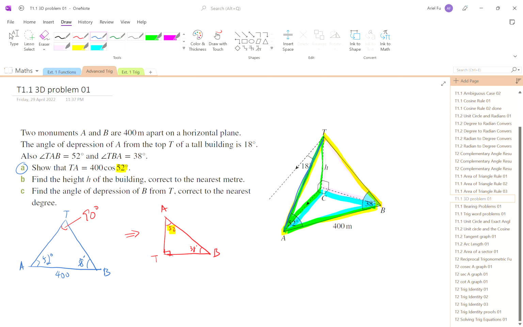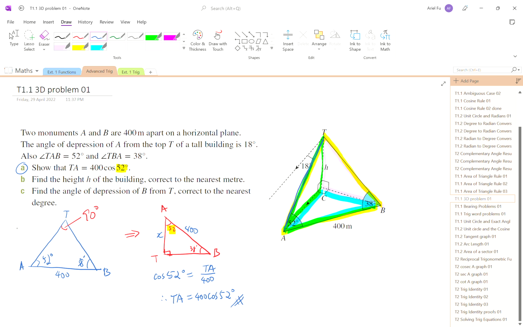So I can say that TA, which is x that I want to find, is equal to... I'm missing something. AB is 400. There we go, 400. So if I want to find x, using 52, cosine of 52 degrees is equal to adjacent over hypotenuse. That means x, which is TA. Okay, so I'm going to replace x with TA. Therefore, TA is equal to 400 cosine 52 degrees. That's the answer to my part A.